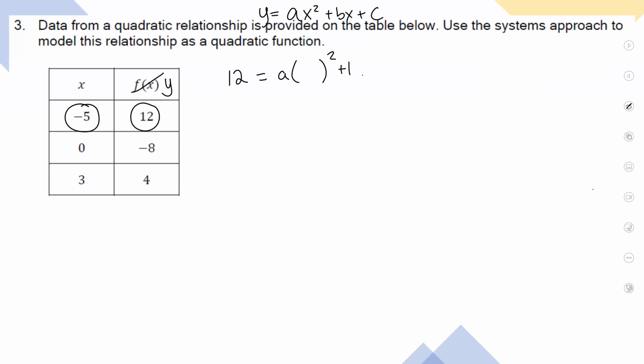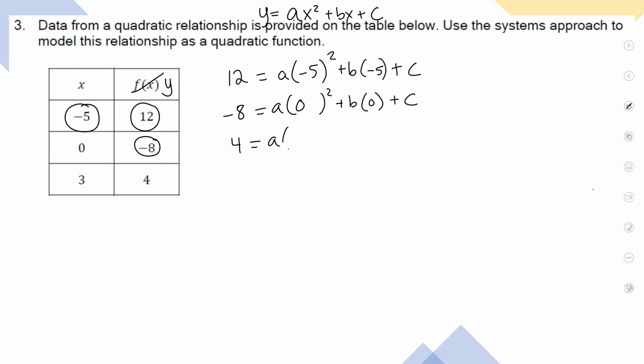And for all of the x values, I'm going to put in a -5. So that's my first equation. The second one, -8 is y, and the x value that we're plugging in is zero. The third equation, the y value is 4. The x values are 3s, so I'm going to plug in 3s. So these are my 3 equations.